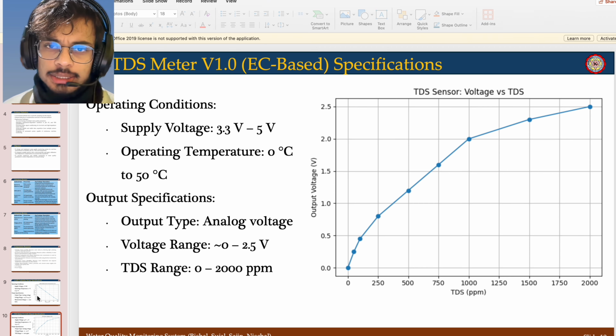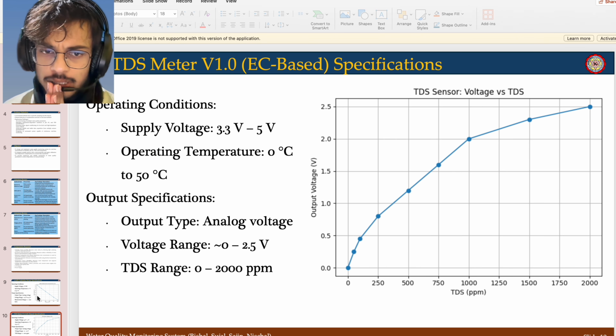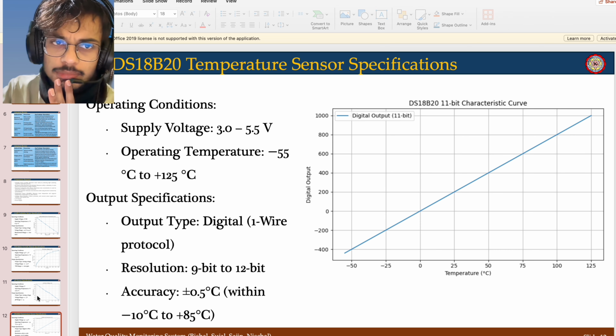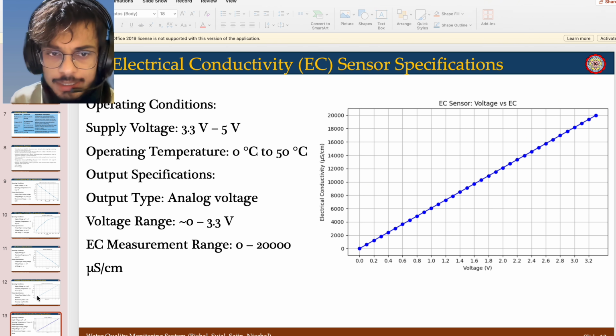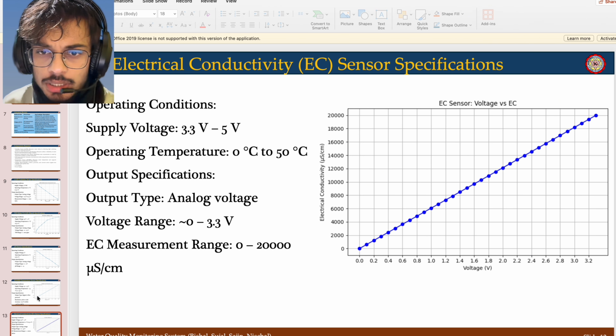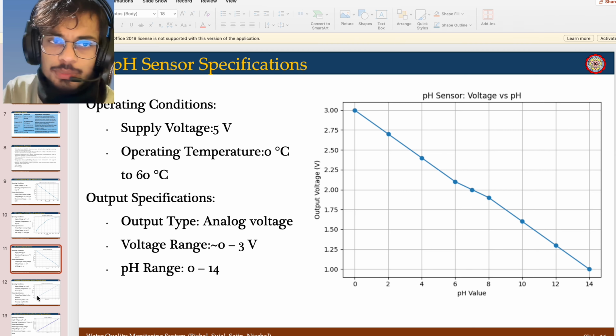We have another sensor, the EC sensor, and it works in a similar way. Its voltage range is 0 to 3.3 volt. I have explained how it measures the EC, and this is a similar concept.